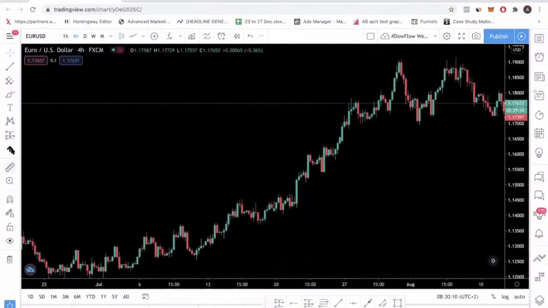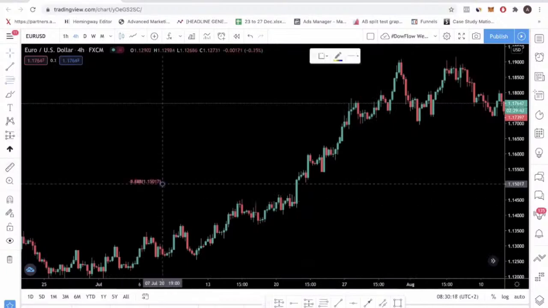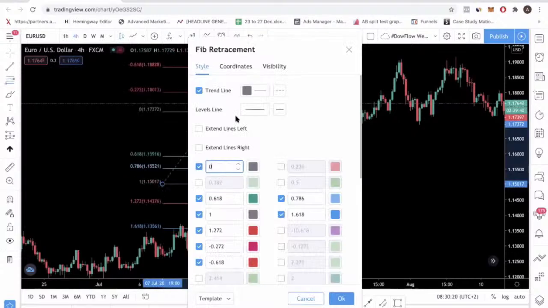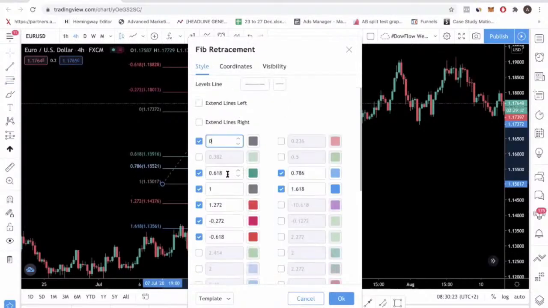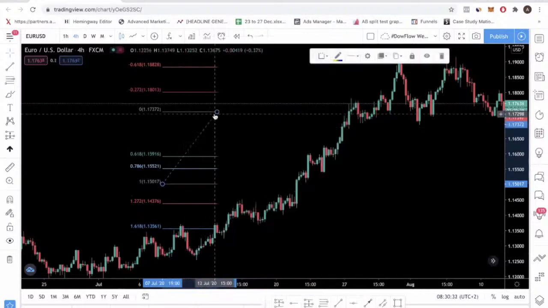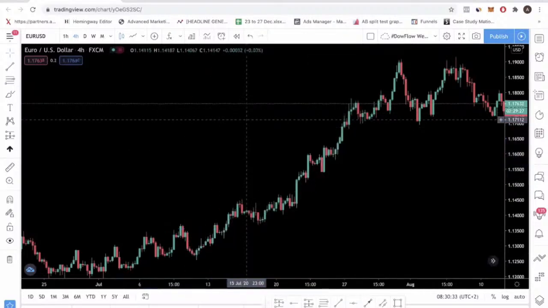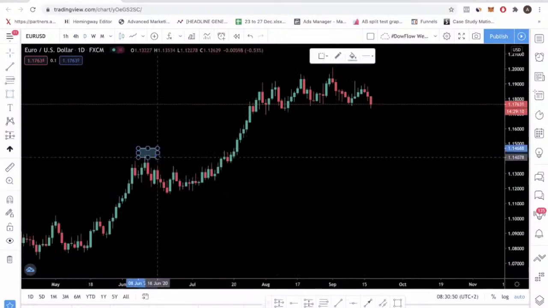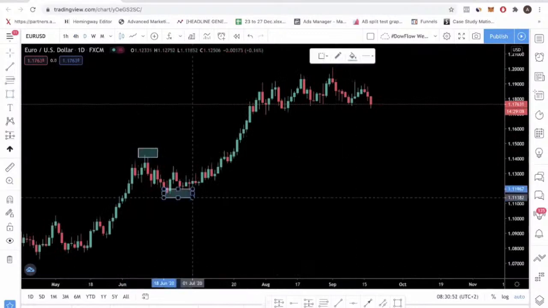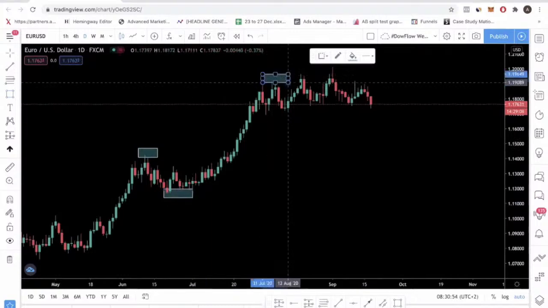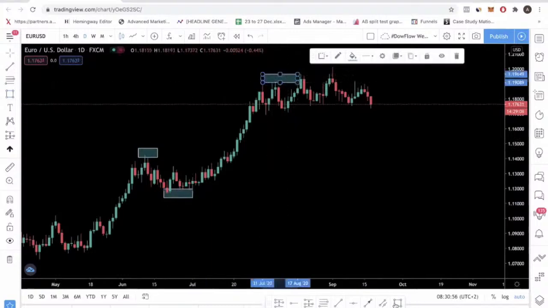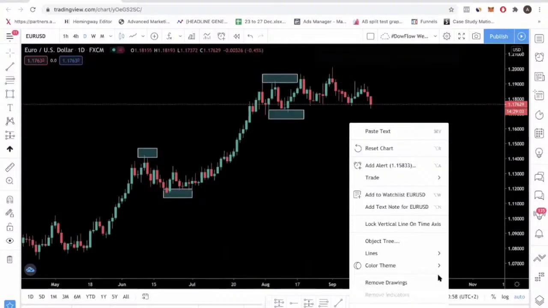So the first thing you want to do is pull out the tool. If you draw it, you can see that there are many levels. For the purpose of this video and how to use Dow theory, you just want to be focusing on the 0.618, but in this case, I'll just leave the other values on. So what you want to do is find the recent swing. We are in the uptrend. You can see this is a swing high, this is a swing low, swing high, higher high, higher low, and so on and so forth. So we are in the uptrend.